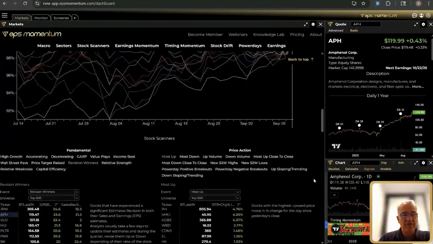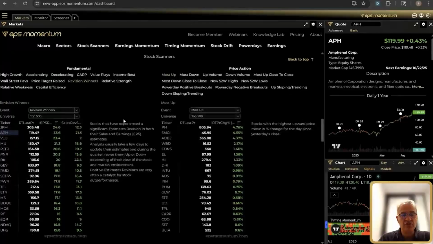And then right after this, you have the stock scanners. So the stock scanners is what we're going to talk about today. The stock scanners are quick ways for you to have a look at stocks that are in a specific configuration. So we've put a few keywords here. So we have the fundamental piece, and then you have the price action piece.